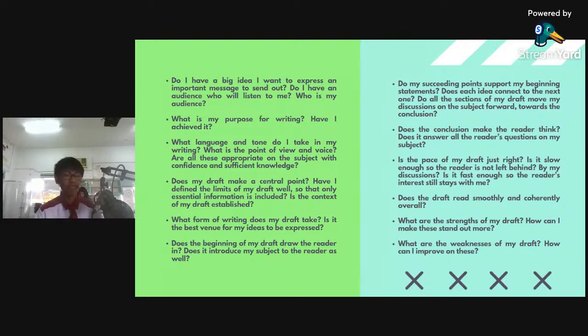Does the beginning of my draft draw the reader in? Does it introduce my subject to the reader as well? So, the introduction. We all know first impressions are very important, right? And that applies to writing too. You have to draw your audience in if you want them to continue reading. If they aren't impressed the first time, what do you think will convince them to go in for the second time, right? So in the introduction, while you still have the chance, you should strike and really spark an interest. That's the whole point of an introduction.